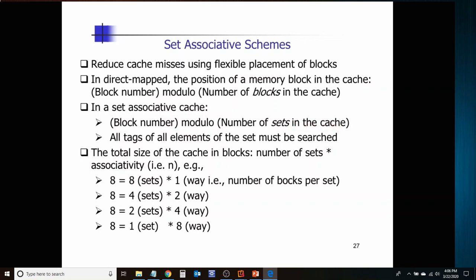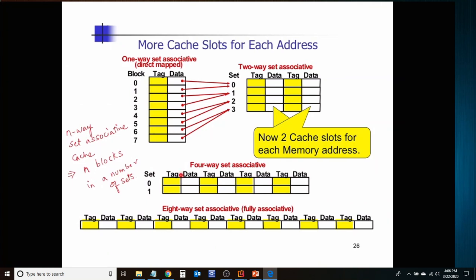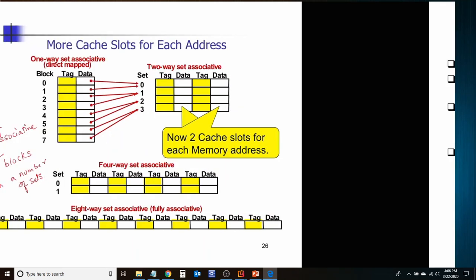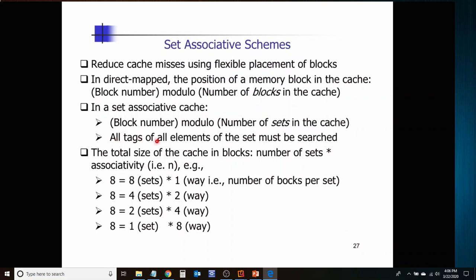And as you can see over here, each slot has a different tag. So you're also taking a look at all the tags in parallel. All tags of all elements of the set must be searched in parallel. And we are going to take a look at a four-way set-associative scheme to go over an example that should clear things up.